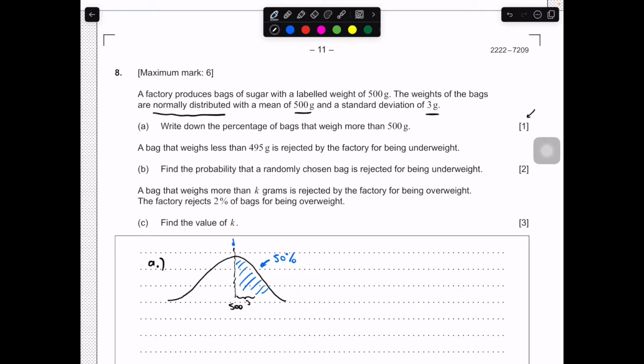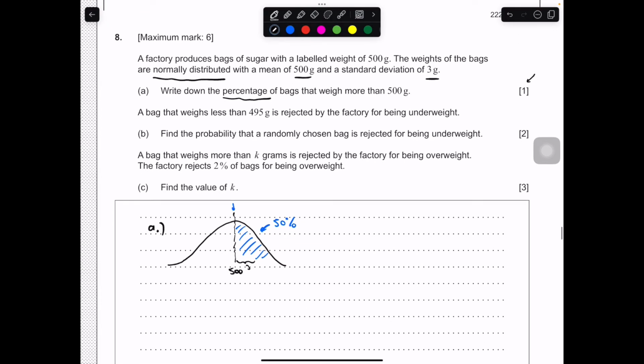One of the things that is kind of tricky on this is they're asking for the percentage of bags. So looking at the mark scheme, if you were to write 0.5 or 1/2, it would actually be marked as incorrect. So just be careful. If writing down the percentage of bags, we would want to write out a value of 50%.